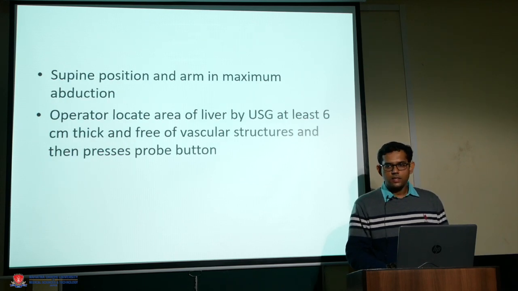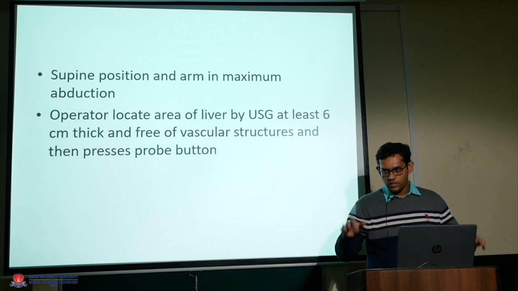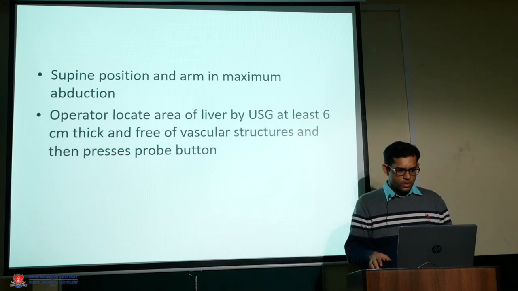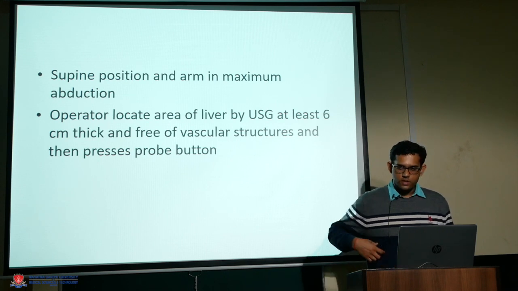Now, how is it done? The patient is asked to come fasting for that day. The patient is asked to lie down supine with his arm in maximum abduction, that is, overhead. Now, the operator locates the area of liver by ultrasound, at least 6 cm thick and free of any vascular structures, and then presses the probe button.